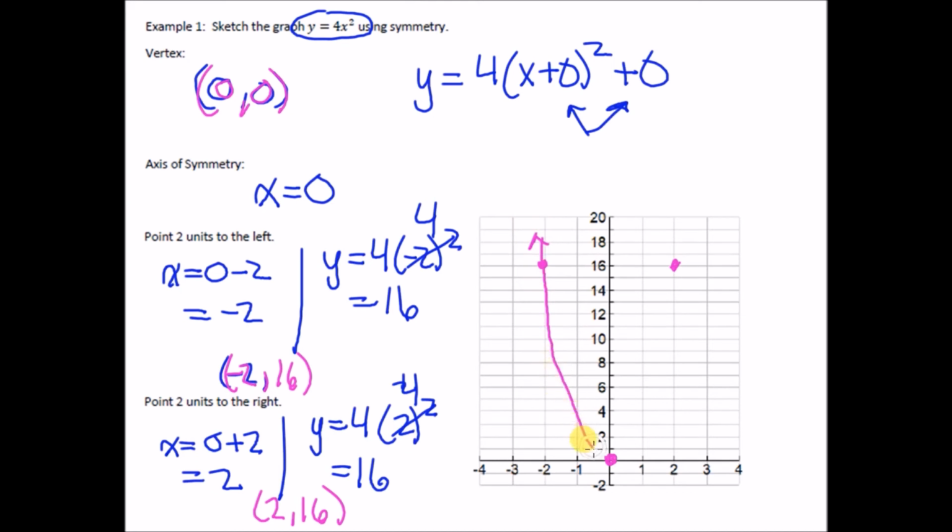All we do is connect these three, knowing that these two points, 2 comma 16 and negative 2 comma 16, are higher than the vertex, so we know it's going to open up. Also, the leading coefficient is positive, so we know it's going to open up. And we just label the graph.